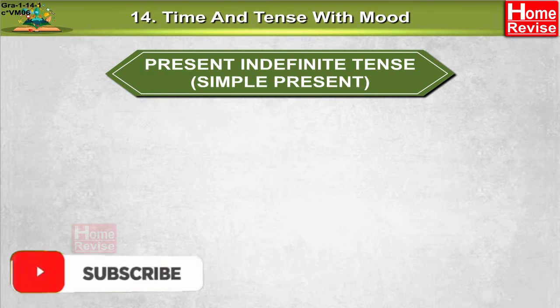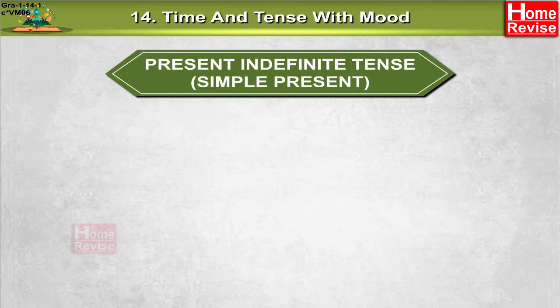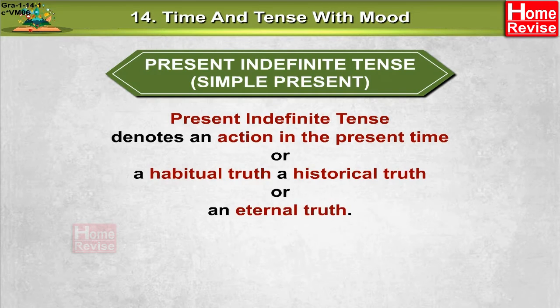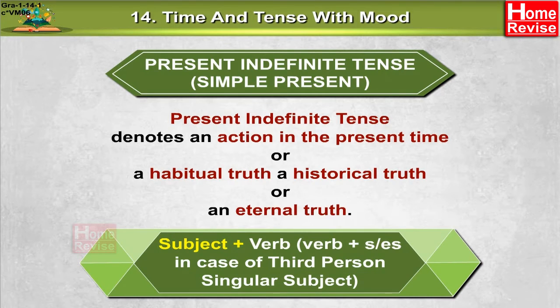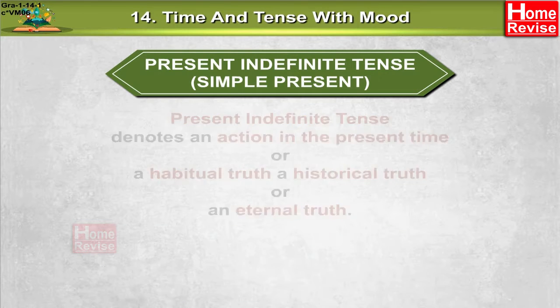Present indefinite tense, simple present. Present indefinite tense denotes an action in the present time or a habitual truth, a historical truth, or an eternal truth. Subject plus verb; verb plus s or verb plus es in case of third person singular subject.